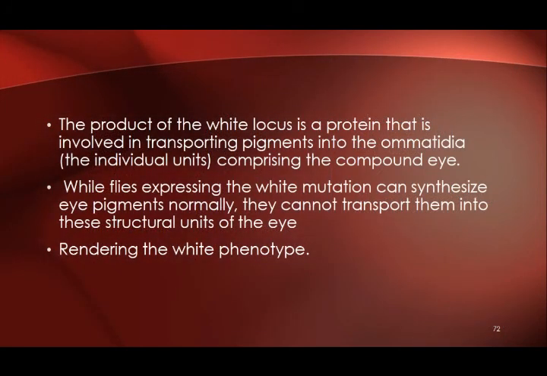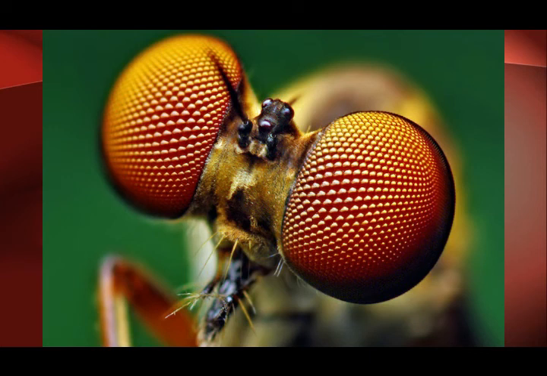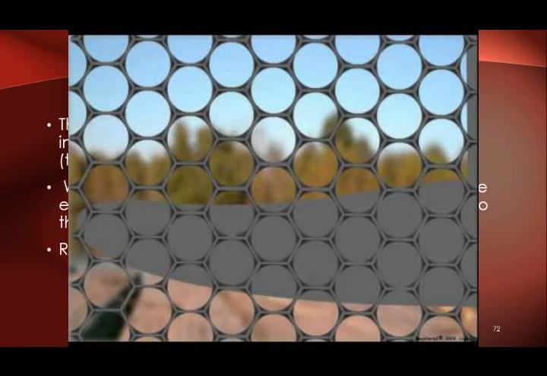So the product of the white locus is a protein that is involved in transporting pigment to the ommatidia. The eyes of the fly are actually compound eyes. There are so many small eyes combining together to make a large image for the retina. Imagine you have many cameras, and so an ommatidium is one of those small cameras on the eyes.